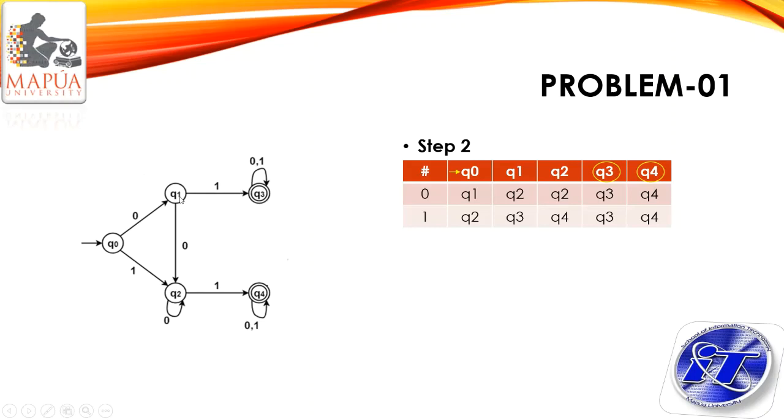And if Q1 encounters 0, it will go to Q2. While in Q2, if it encounters 0, it will just loop within itself, and if it's 1, it will go to Q4. But in Q3 and Q4, either value will just loop within itself. Okay, so that will be our transition function.